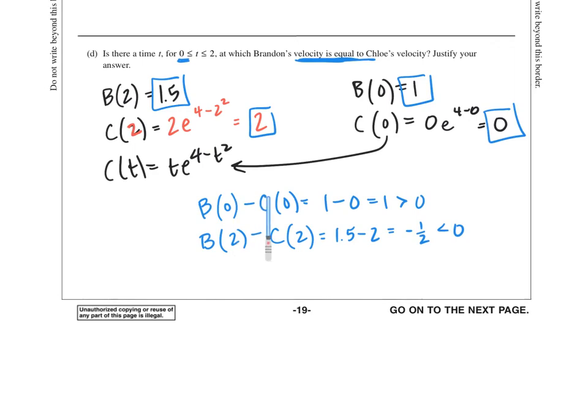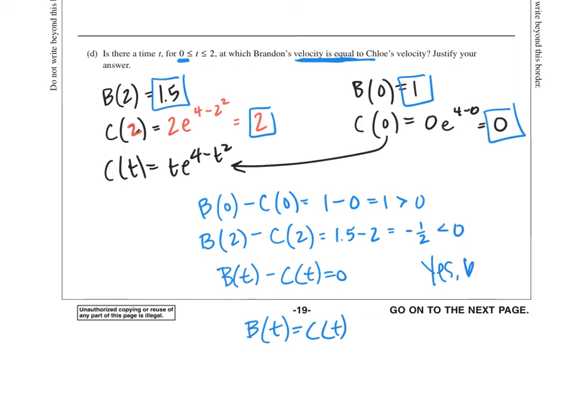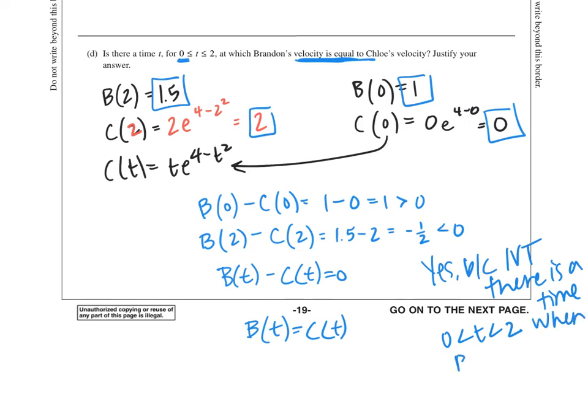The intermediate value theorem says if the difference in their velocities went from a positive number to a negative number, do you agree you have to go through 0? To get from any positive to a negative, we have to go through 0. So at some point, b of t minus c of t had to be equal to 0. And if that's the case, I could add c of t to both sides and I'd get b of t equals c of t. That's what they asked: is there a time where Brandon's velocity equaled Chloe's velocity? We would say yes, because of the intermediate value theorem, there is a time on the interval 0 less than t less than 2 when b of t equals c of t. And to get that point, AP needs to see either this statement or this statement with the intermediate value theorem words or letters.